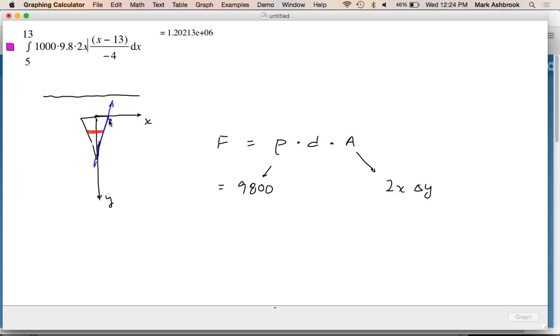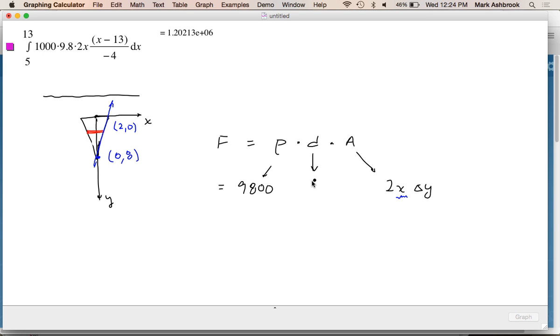Now your points would be 2, 0, and 0, 8. You'd have different points. You'd have a different equation. So this would be different. That would be different. And then what about the depth? Would the depth be different?